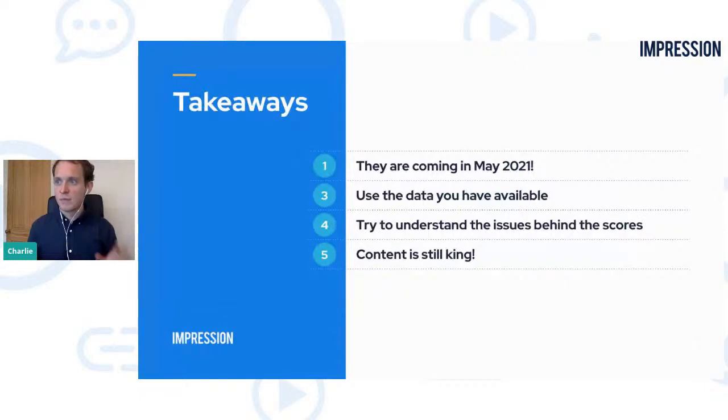Cool, so my key takeaways from this talk. They're coming in May 2021, so that is not long away. If you haven't been looking at them now, I definitely recommend starting the auditing process to make sure you have a really good idea of what your metrics are, and start to get some implemented. We know that development queues can be months or maybe a year sometimes. So try and make sure that you at least start to think about this, or at least have an idea of how your scores are.